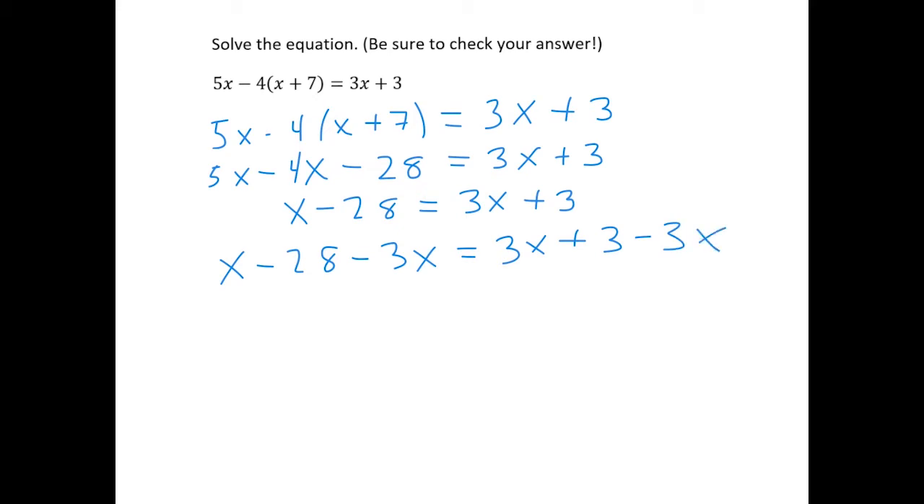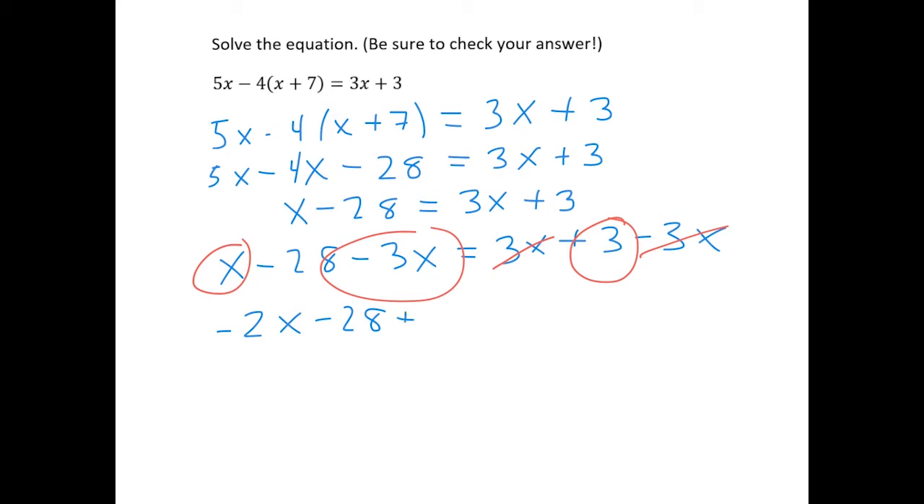So what happens now? Well, 3x minus 3x will cancel out and just leave the 3. And on the other side, I have an x and a minus 3x, which will combine together to give us negative 2x minus 28. Now I want to get rid of the negative 28 on the left hand side, so I'll add 28 to both sides.